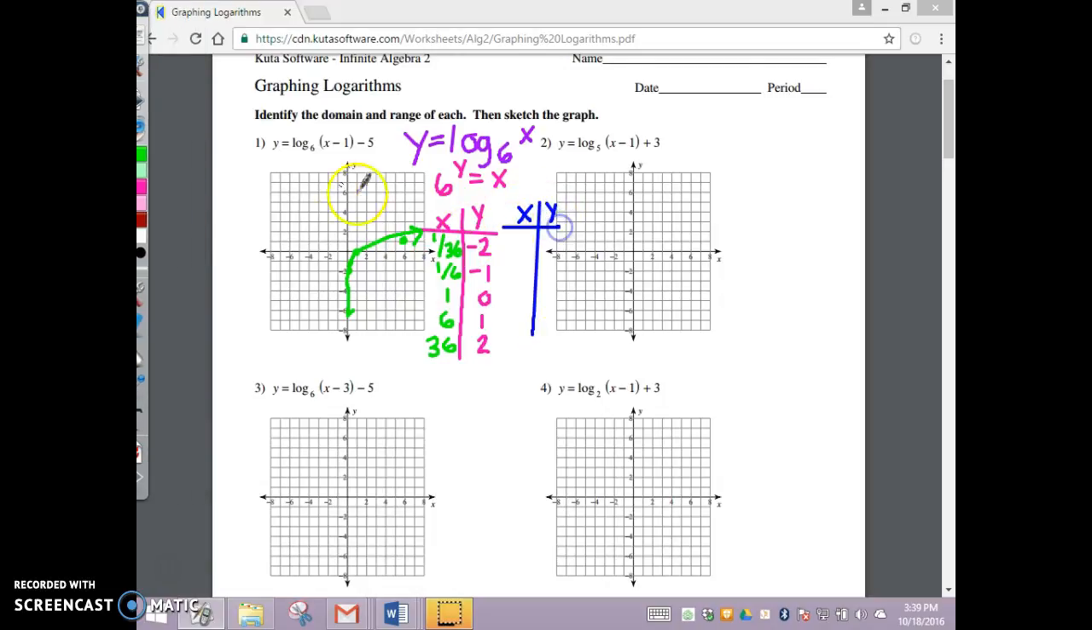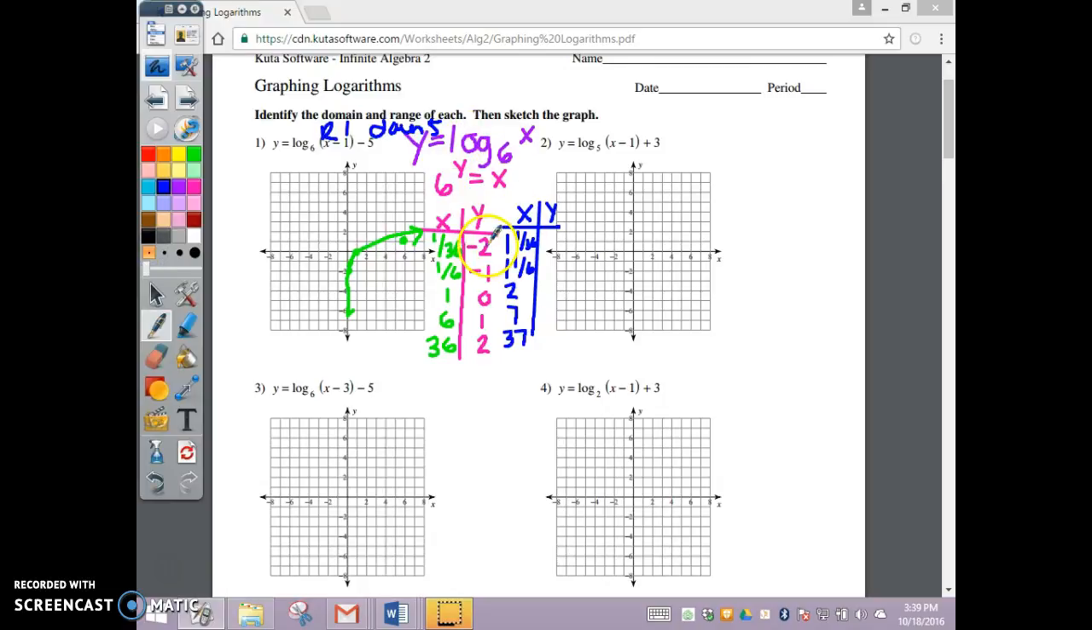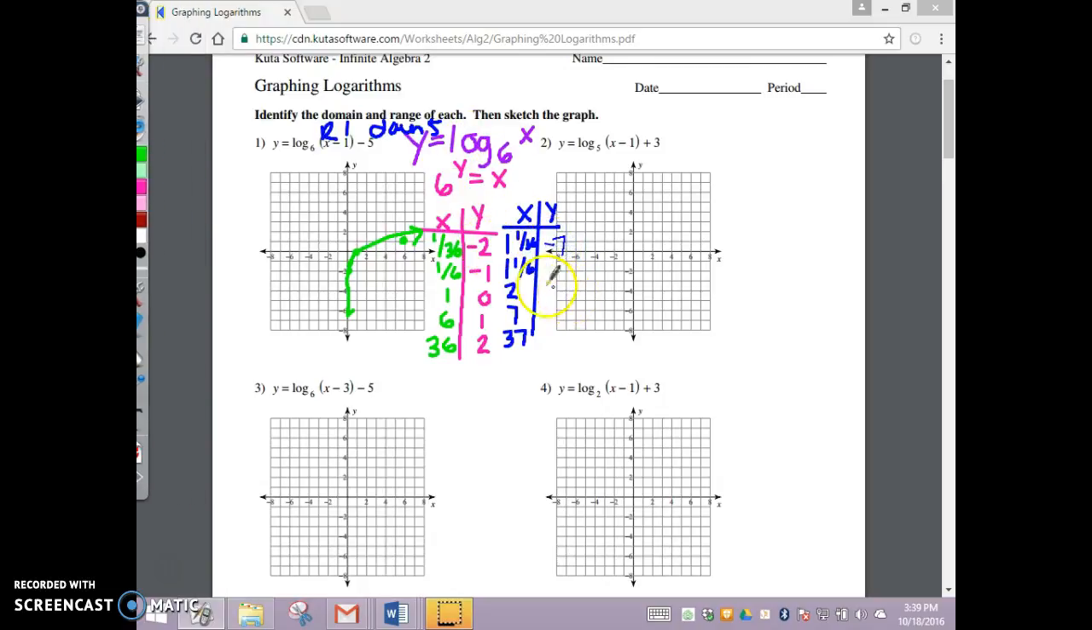So my transformation here is right 1, down 5. So I'm going to take all of my x's and I'm going to add 1 to it. So I have a 1 and a 1/36. 1 and 1/6. 2, 7, and 37. Then I'm going to take all my y's and it says I'm going down 5. So -2 down 5 is -7. -1 down 5 is -6. 0 down 5 is -5. 1 down 5 is -4, and 2 down 5 is -3.